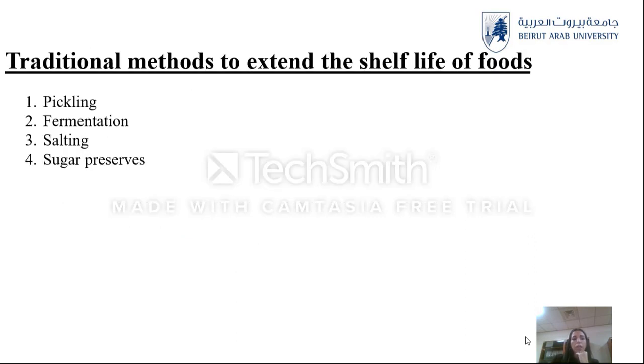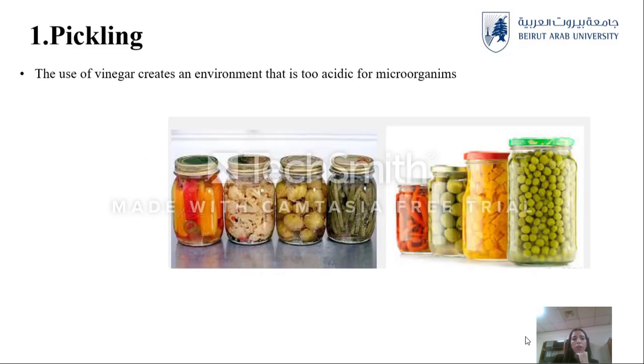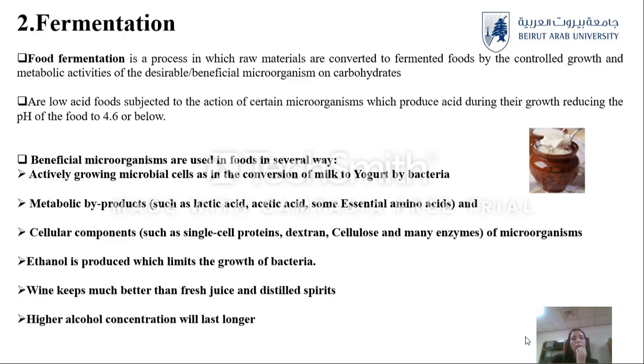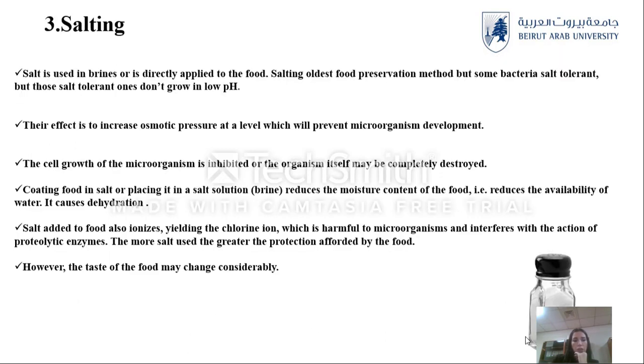Pickling, fermentation, salting, and sugar preserves are very traditional methods that we use to extend the shelf life. Pickling works by increasing the acidity; fermentation increases the acidity through releasing acid, okay? Beneficial microorganisms can be used to release acid or alcohol, such as lactic acid, acetic acid, or ethanol during alcoholic fermentation, that will limit growth of bacteria in wine with a high alcohol concentration.